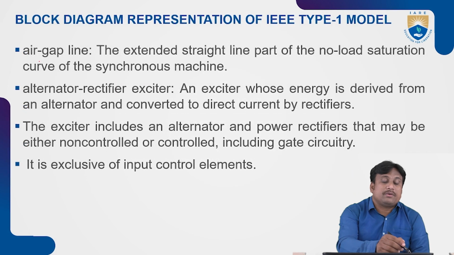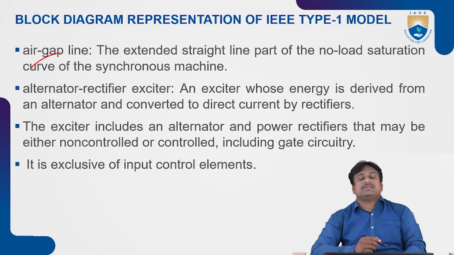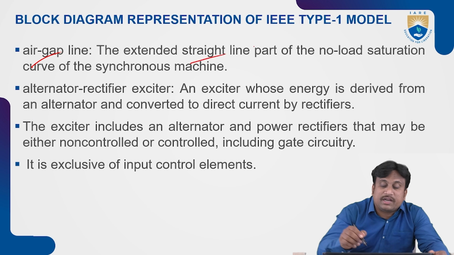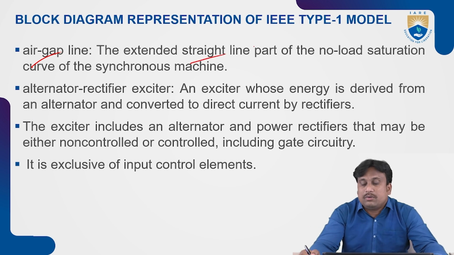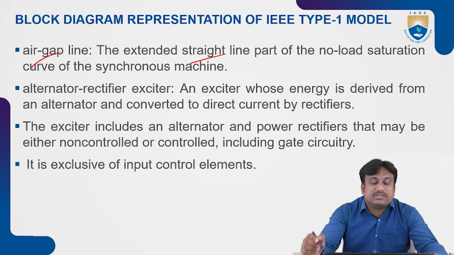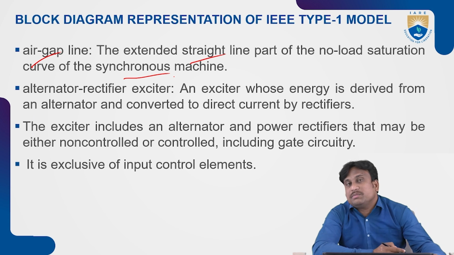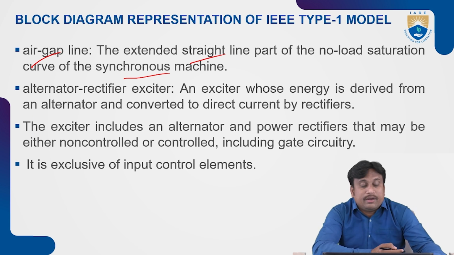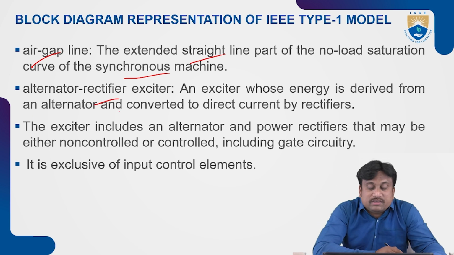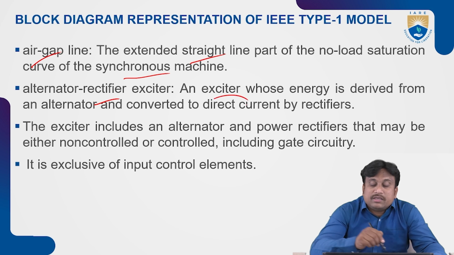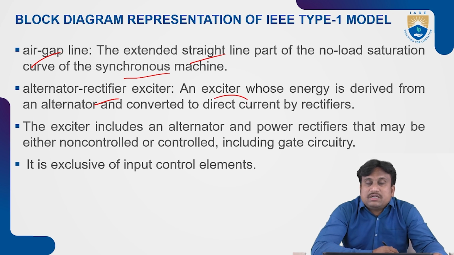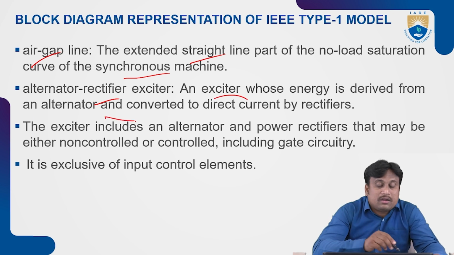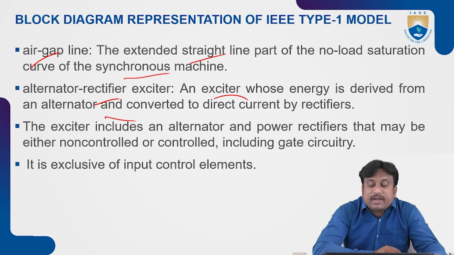The next parameter to define is the air gap line. The air gap line is the extended straight line part of the no-load saturation curve of the synchronous machine. Then the alternator rectifier exciter is considered. It is an exciter whose energy is derived from the alternator and converted to direct current by the rectifier.